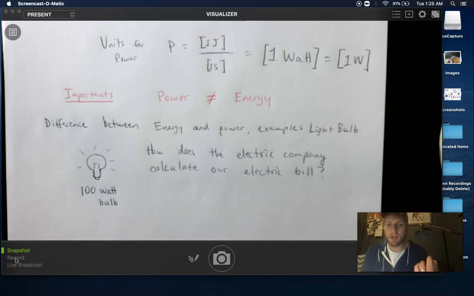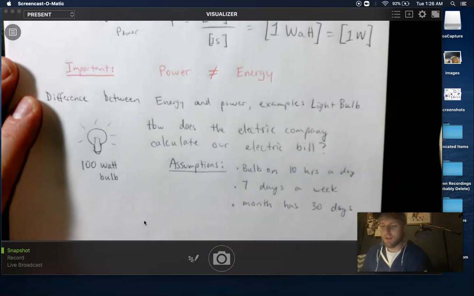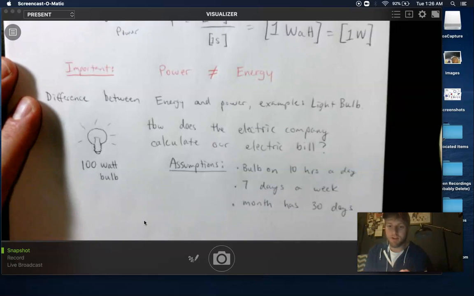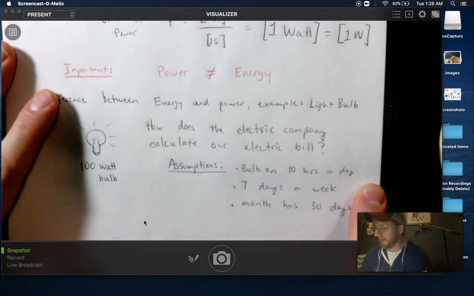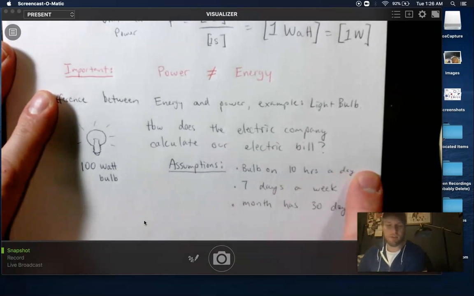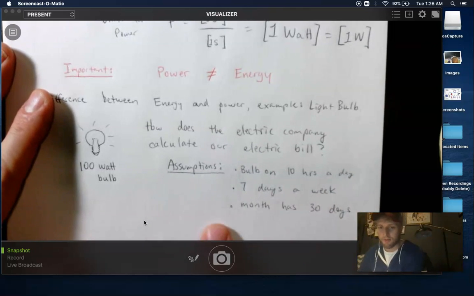So we're going to use our 100 watt light bulb and just imagine that's all we have running in our house, and we'll try to calculate for a typical month how much this light bulb would cost. So I want to be careful and say that the way that the electrical company does this is that they look at how much energy you used through all of the devices that you powered in your home. To figure that out for a 100 watt light bulb, we're going to make a few assumptions. It's a 100 watt light bulb and it's going to be a constant wattage. The bulb is on for 10 hours a day. It's just going to make the math a little bit easier. On for 7 days a week, and a month has 30 days.